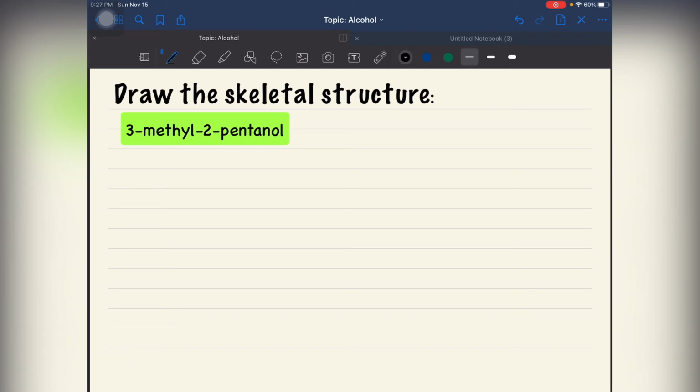We have here 3-methyl-2 pentanol. Again, para mas madali, unahin natin yung kanyang parent chain. From the word pent, we have 5 carbon atoms. So we have here 1, 2, 3, 4, and 5. So let's assume na yung number 1 natin is in the left side. So let's have here 1, 2, 3, 4, 5.